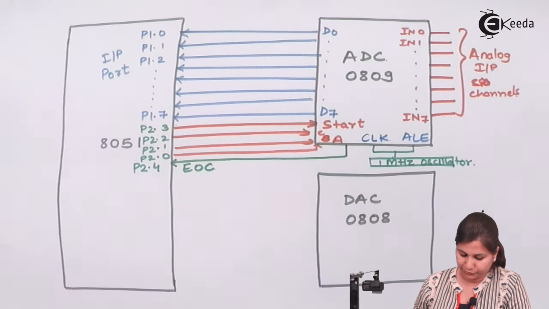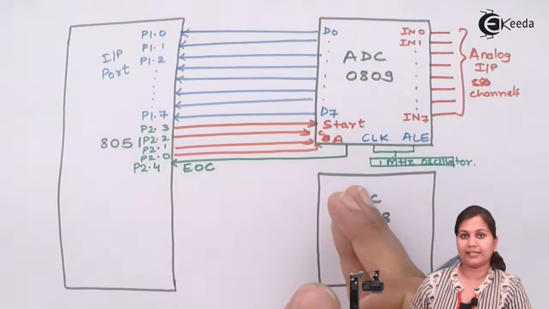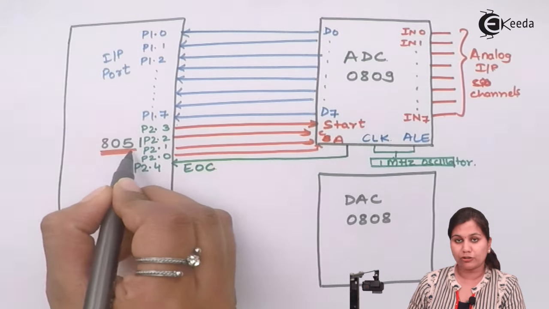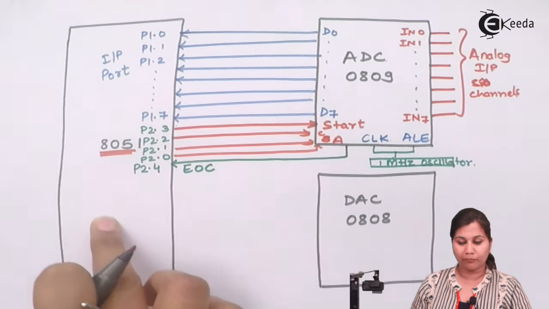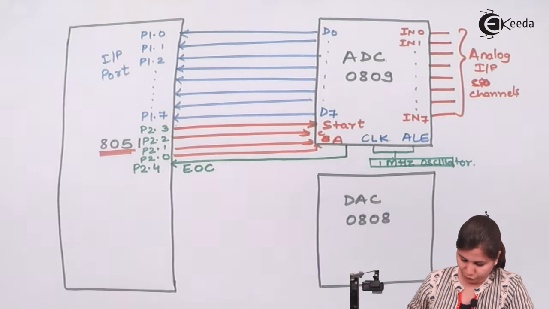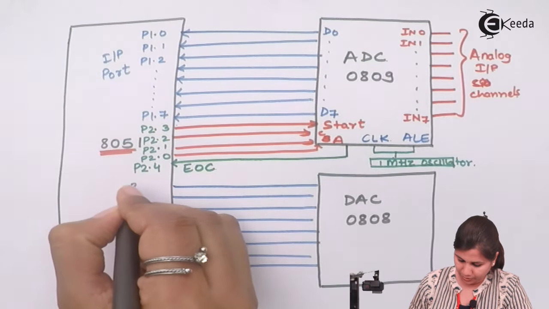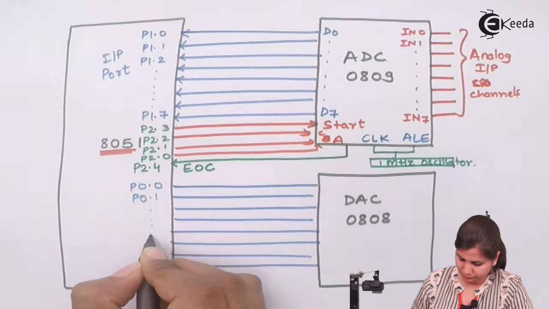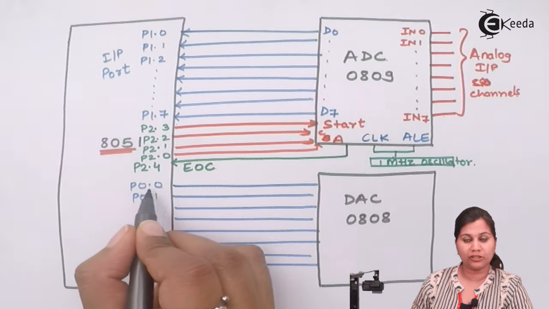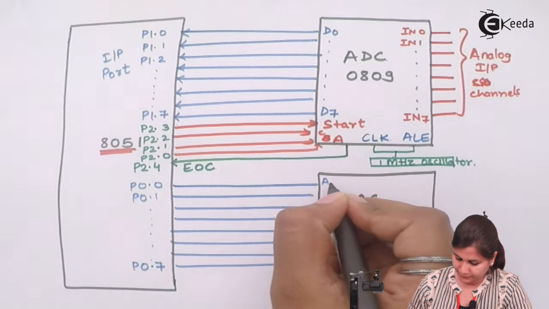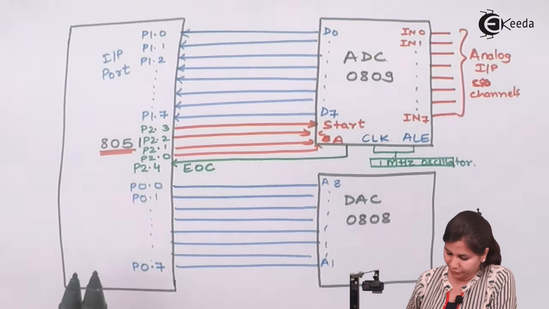Now comes the digital to analog converter. Here, the digital input will be provided by the microcontroller to the DAC and the DAC will give the analog signal. Because the 8051 does not produce an analog signal, it gets digital input and provides digital output. Okay, so it will provide the digital output to the DAC. Here we will use port 0. Okay. So pins of port 0 from 0 to 7 will be used and they will act as the digital input. Now this will be converted into the output.